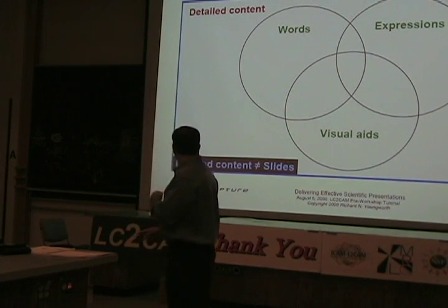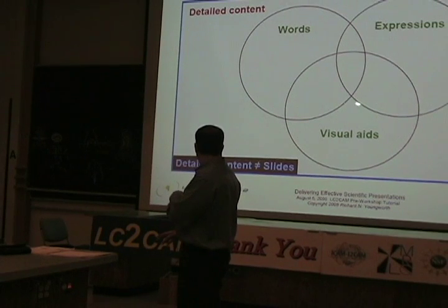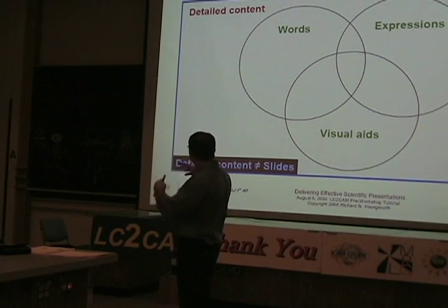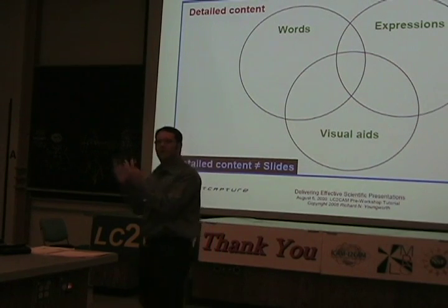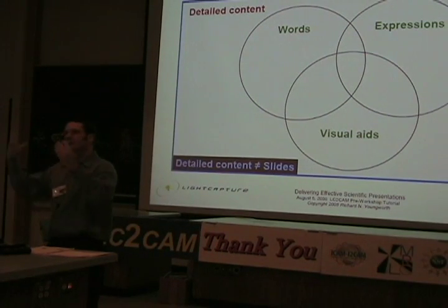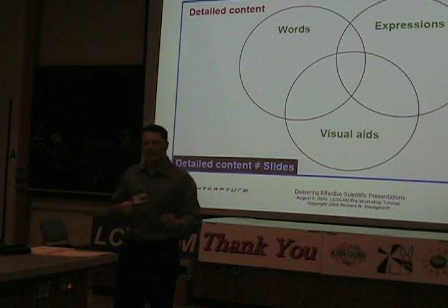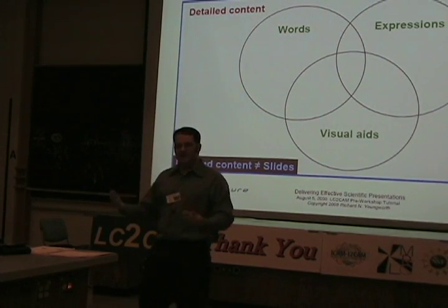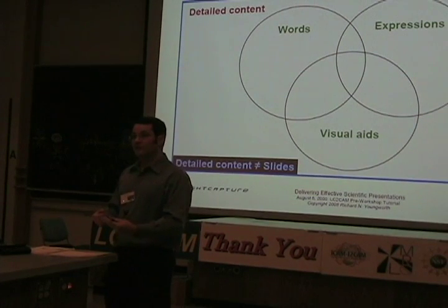Next is detailed content, and the detailed content includes everything you're going to convey in the presentation. It not only is your words, your expressions, and your visual aids, so my visual aids in this case is my slides, it's all of them put together. And you can see I'm using hand gestures now to make points. I'm trying to make eye contact. I'm trying to speak clearly, and I'm trying to pick my words carefully.